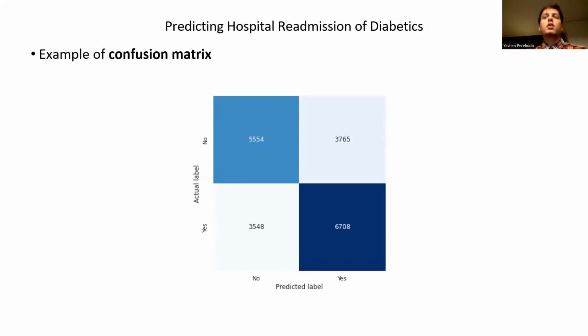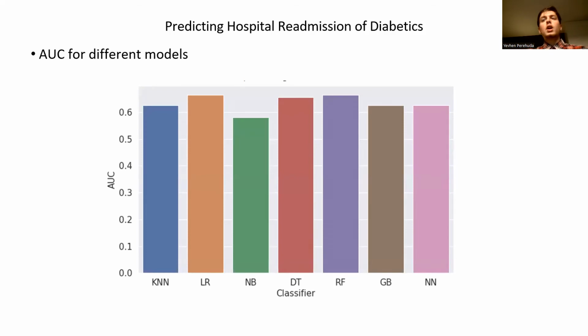We calculated a confusion matrix for every model. Here you can see an example of such a matrix. And here is the graph of our value of area under curve for different models.